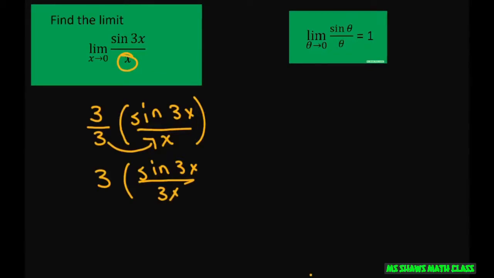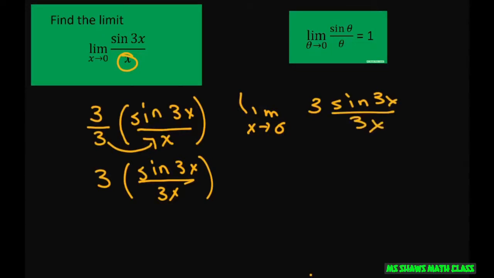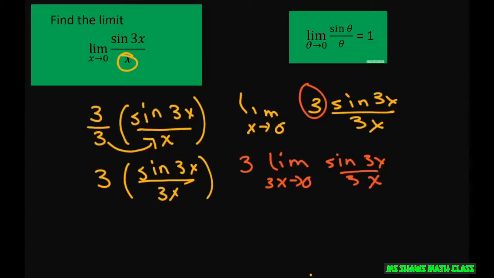So what we're going to do is write the limit as x approaches 0 of 3 times sine of 3x divided by 3x. Now pull out this 3 in front: 3 times the limit as x approaches 0 of sine of 3x divided by 3x. Since I changed that, I'm going to write this as 3x approaches 0.